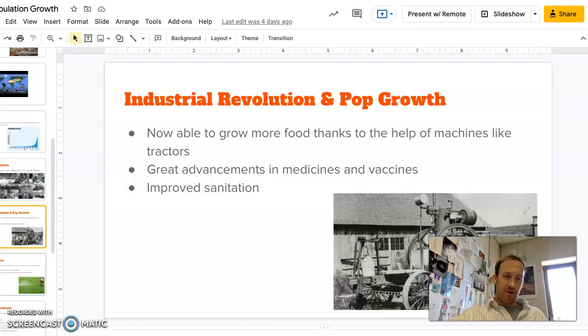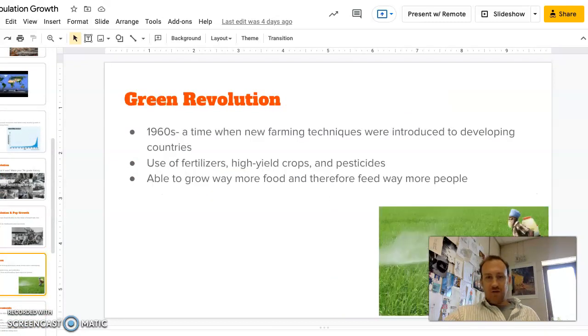The second revolution we're going to talk about is what's called the Green Revolution. This took place in the 1960s, and thanks to some new farming techniques and some new technologies, we all of a sudden were able to grow way more food than we ever had been able to before. So we're able to use better fertilizers to make crops grow stronger and healthier. We're able to have high yield crops, which means we're able to get like an acre of corn to grow more food than it ever would have been able to before.